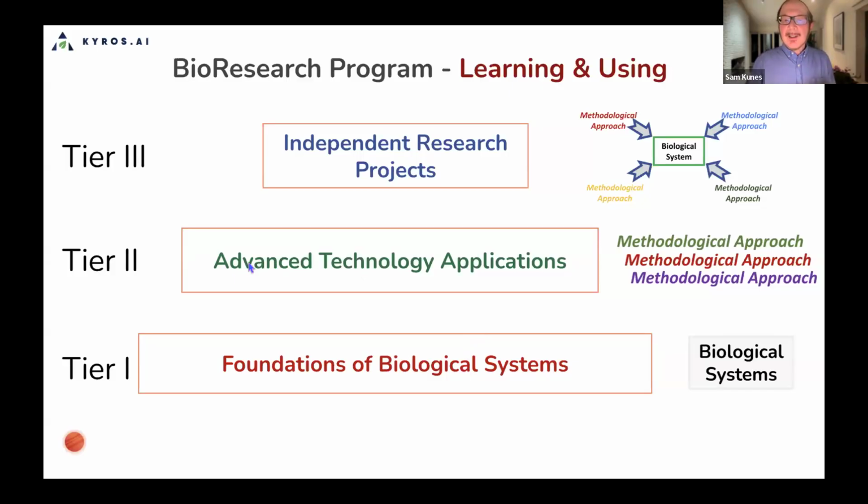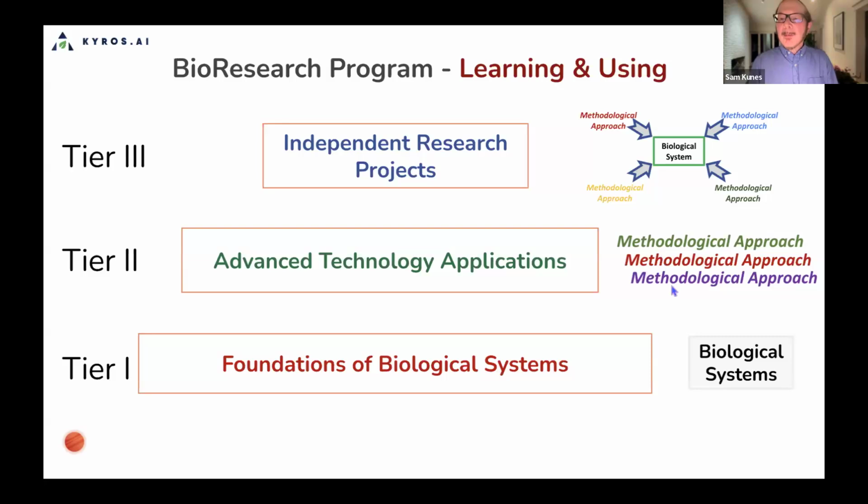And so you'll learn about how we actually gather the information about biological systems. What is the interplay between them? And eventually, then we move to independent research projects. And we often combine tier two and tier three together. So you'd be working on research projects at the same time you're learning about technology.